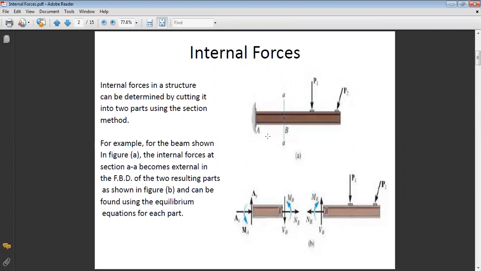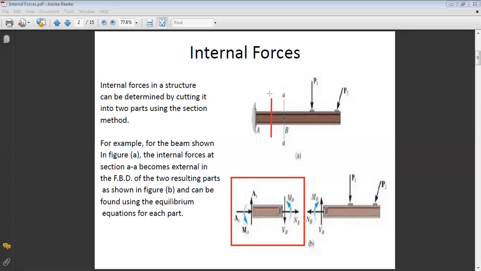And now, what are internal forces? Internal forces and moments can take place anywhere at any section. For example, if I am interested in finding what is happening here, I can cut my beam, okay, and since all my system is in equilibrium, if I cut a part, then this part is also in equilibrium, okay? And when you do a cut, the internal force becomes external, okay?